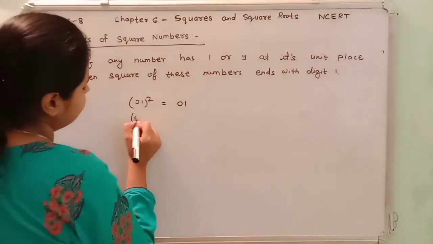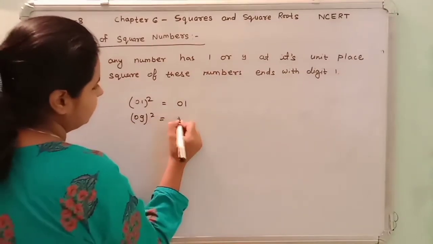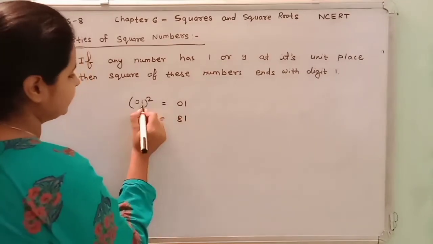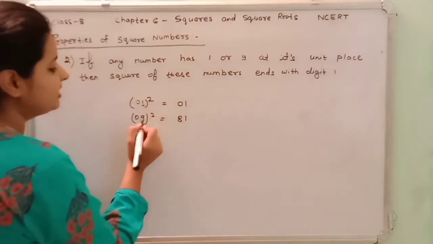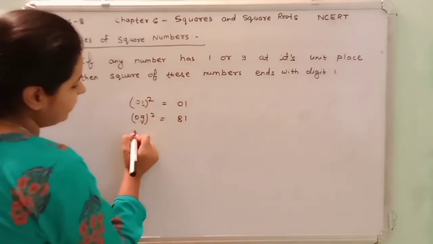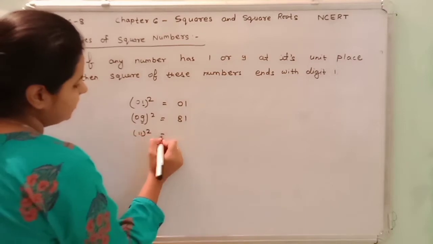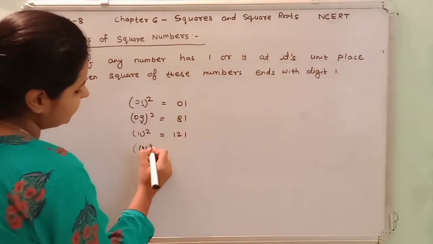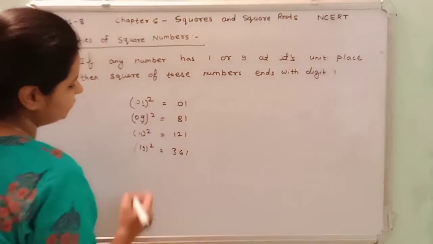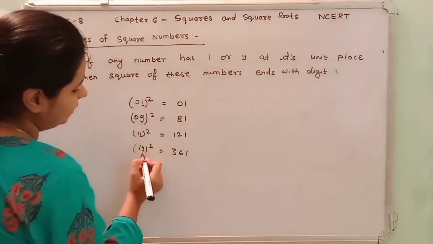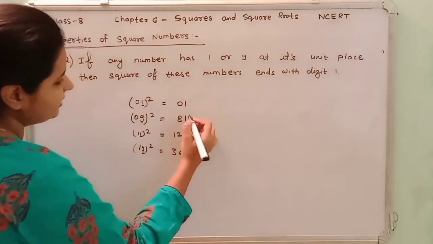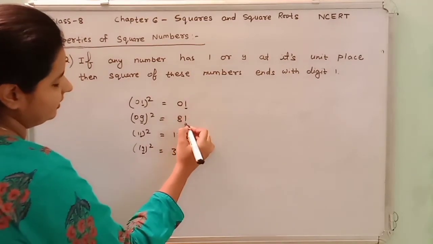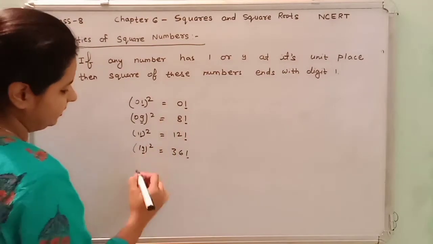Now see, square of 01 is 01, square of 09 is 81. Check the unit place. Here is unit place 1. Here is unit place 9. Fine. After that, square of 11 is 121. Square of 19 is 361. Check the unit place. Unit place number 1. Unit place number 9. And square number ends with 1.